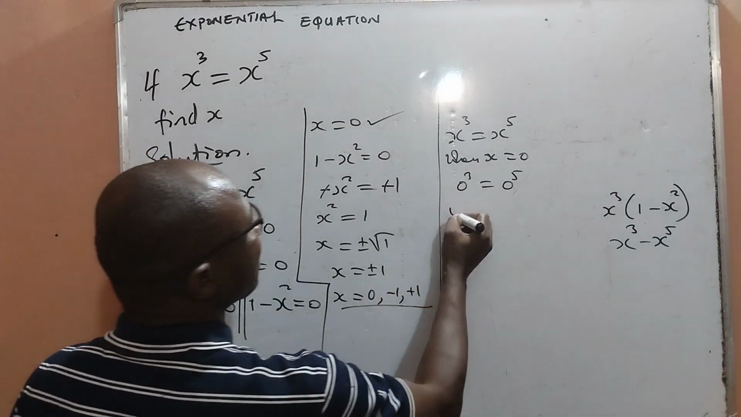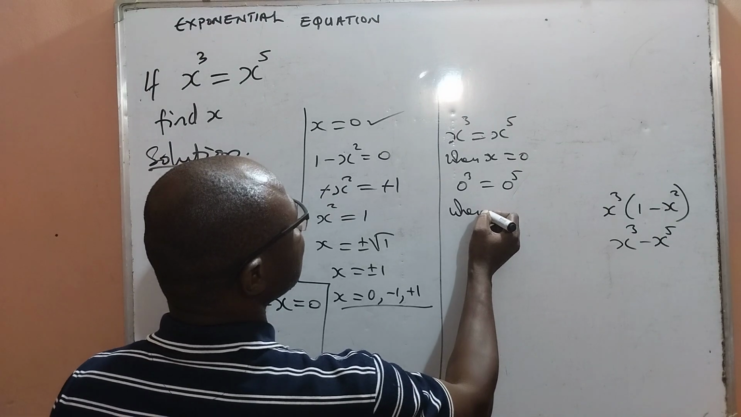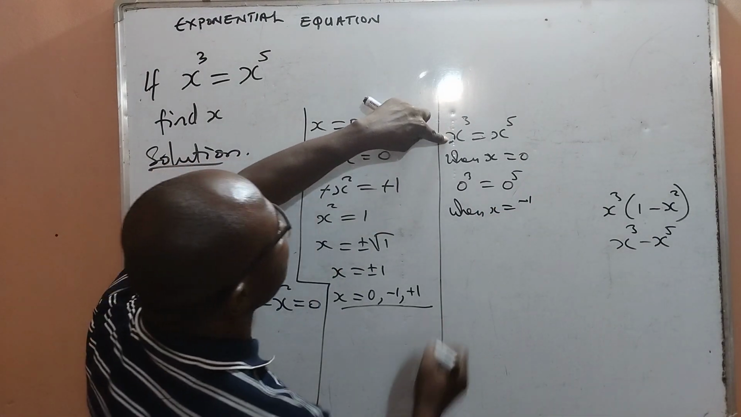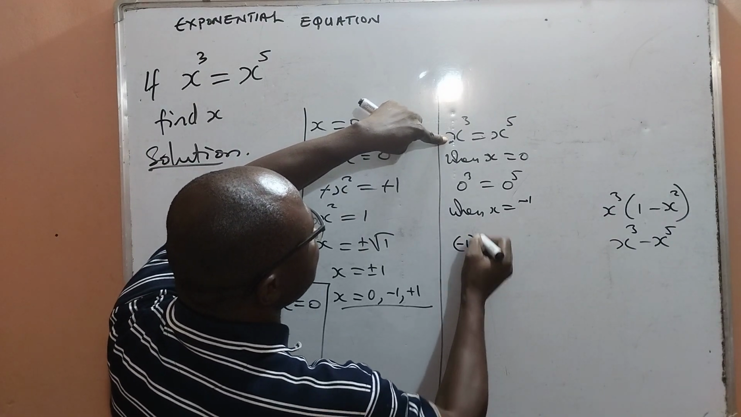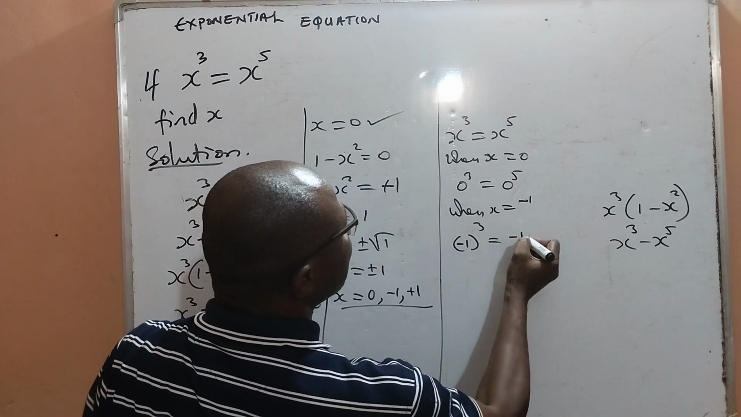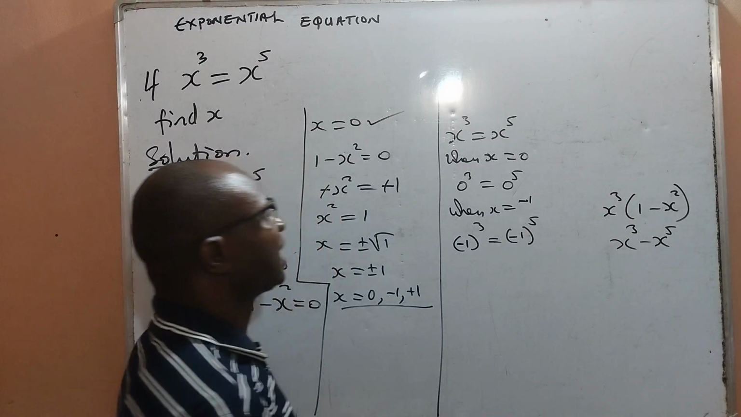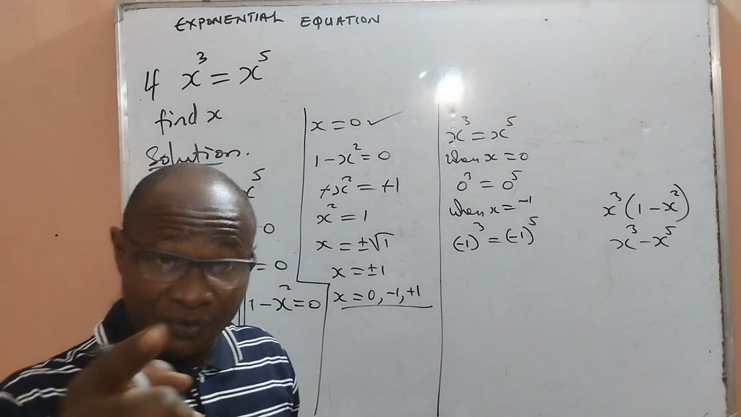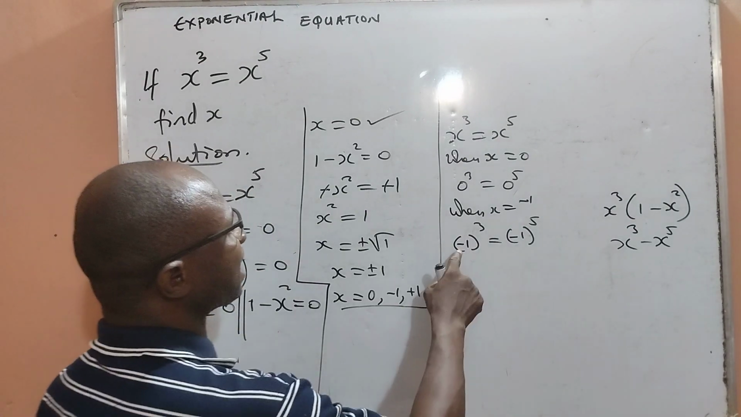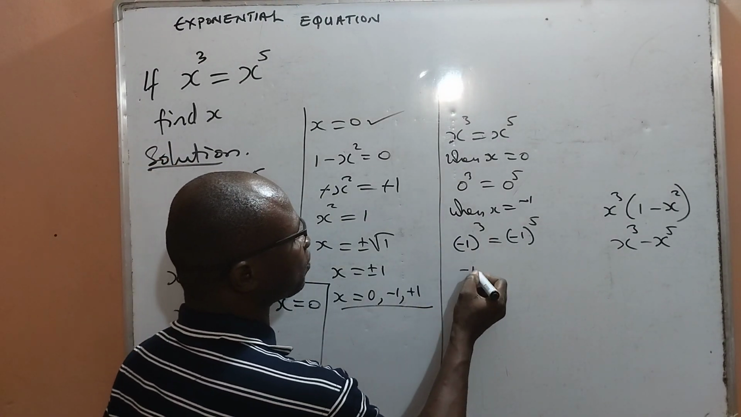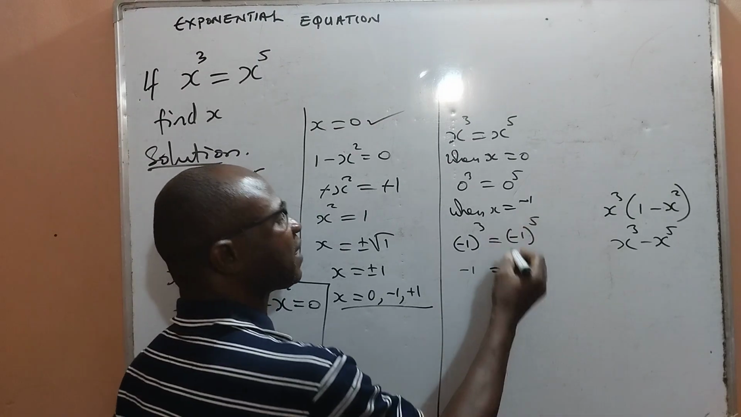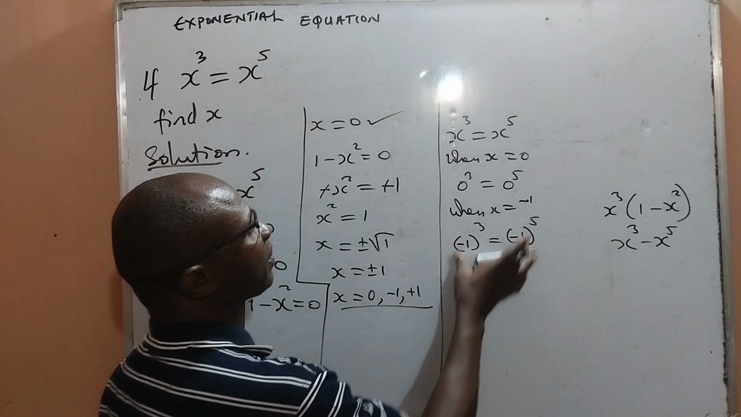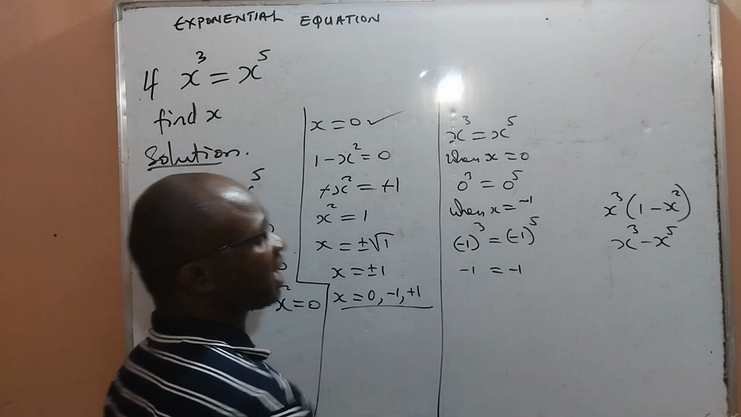And when x is equal to negative 1, that will now give us minus 1 raised to the power 3 is equal to minus 1 raised to the power 5. And a negative number raised to an odd power will give you a negative number. What that means is that minus 1 raised to the power 3 will give us minus 1, and minus 1 raised to the power 5 will give us minus 1. So minus 1 is equal to minus 1. So the two sides are equal.